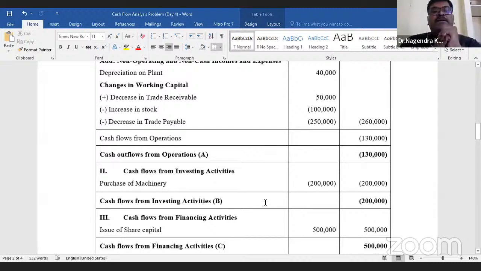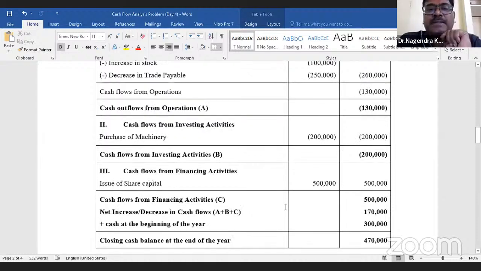And when we look at the investing activities, during the year we made only one investing activity. That is, we purchased a machinery. So it is a cash outflow. That's why we are showing it. So the cash flow from investing activities is 2 lakhs outflow. 2 lakhs is the outflow from the investing activity.